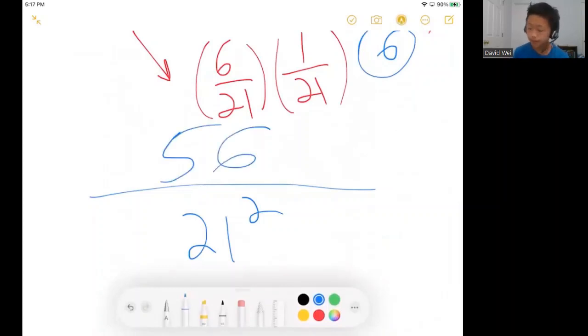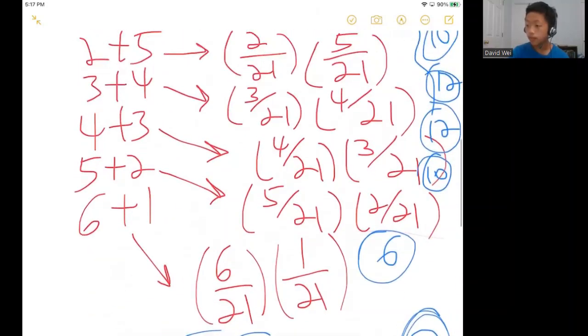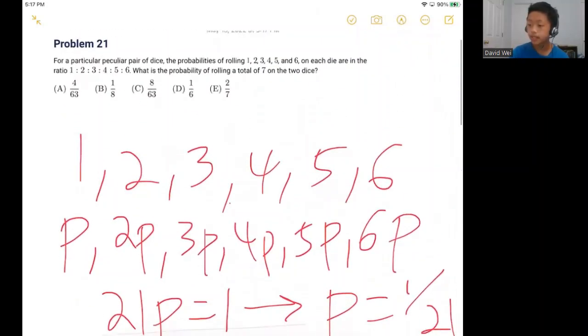So we simplify this. Notice that we can cancel out a factor of 7 on the numerator and denominator. We get 8 over 63 if we simplify it. And that would give you choice C as the correct answer.